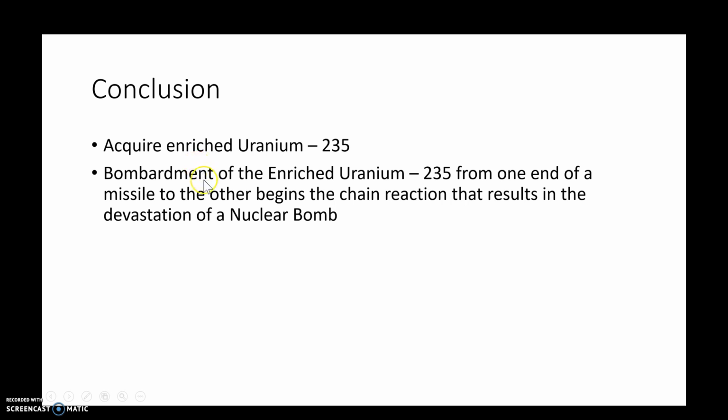Once you have enough of it, basically in that bomb or missile, you're going to have the bombardment of the uranium from one end propelling forward to the opposite end, making contact with the enriched uranium, creating that nuclear fission and that chain reaction, which is the energy release and what we come to know as the devastation of the nuclear bomb.